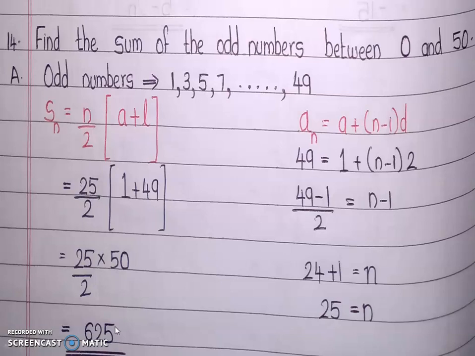Simplifying, you will get the sum as 625. So here you should know what odd numbers are.